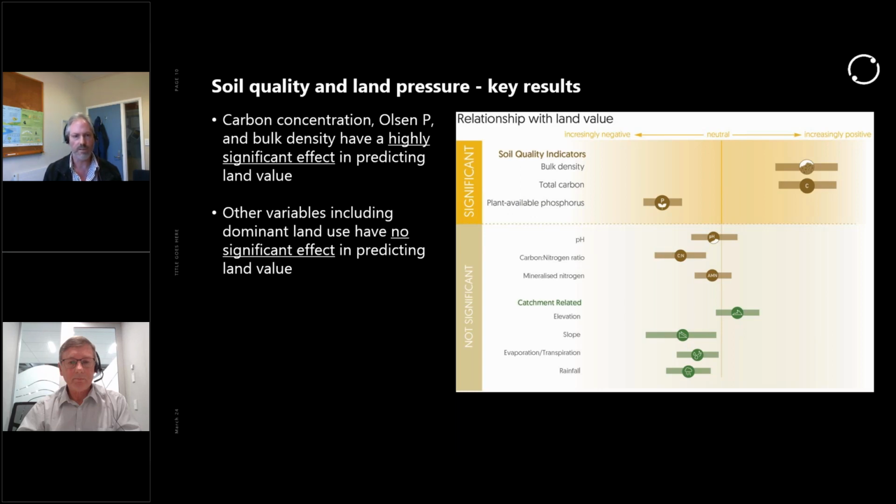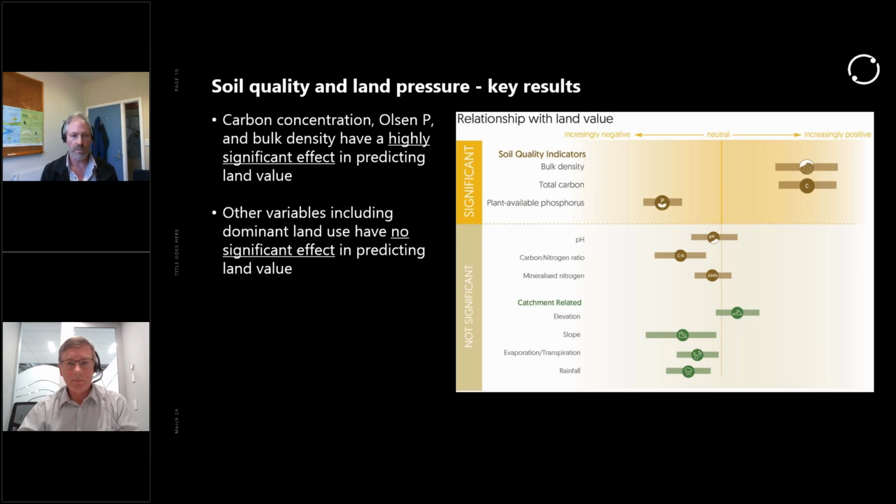So some of the covariates that Stephen talked about, these are things like soil quality measurements, carbon, nitrogen, pH, etc. And in terms of catchments, these are things like rainfall, variation of rainfall, catchment slope, elevation, and so forth. So in terms of the key results with this part of the project, we found that soil carbon concentration, Olsen P, which is a measure of plant available P in pastures and crops, and soil bulk density had a highly significant effect in predicting land value.